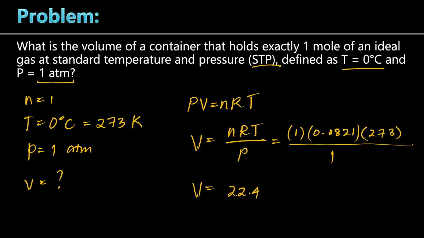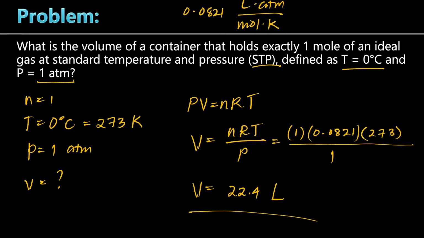Sir, anong unit? Okay. Since ang ginamit natin ay yung 0.0821, di ba ang unit niyan ay liter atmosphere per mole Kelvin? Consistent naman yung unit na given kasi nga naka-atmosphere tayo, di ba? 1 atmosphere. Ang makukuha mong unit is liters. So yan ay 22.4 liters. Okay? Actually, may tawag dyan sa value na yan eh. Yan ang tinatawag natin na molar volume, no?